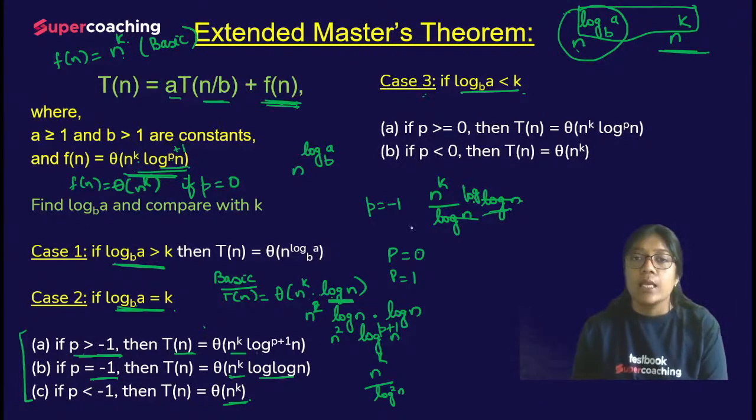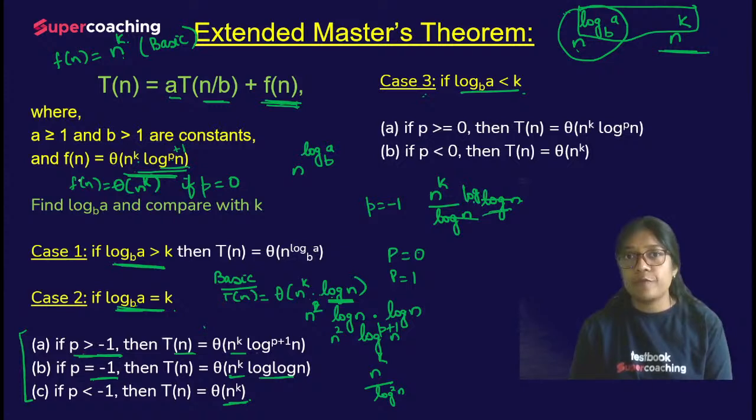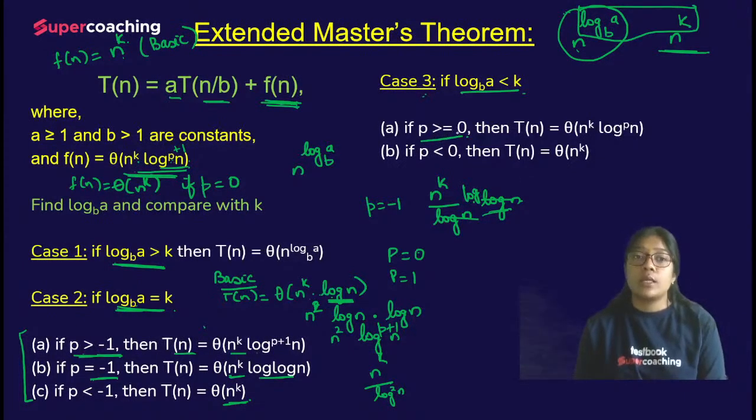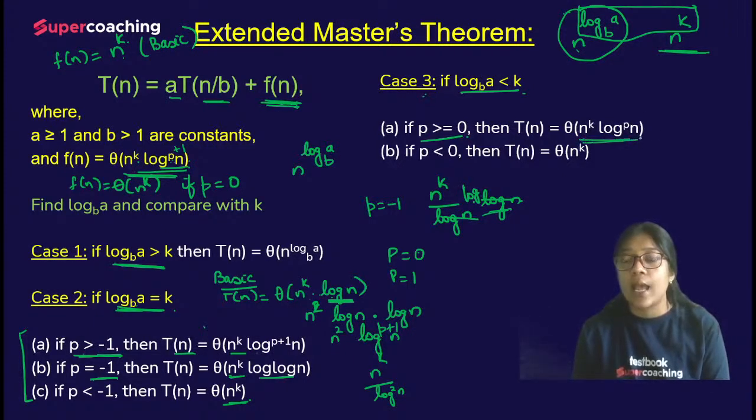Correct? Similarly, if we have to return the time complexity when f of n is greater than n raised to power log a, then we have to return the time complexity in the form of f of n. So if p is greater than or equal to 0, if the logarithmic term is in the numerator or it's greater than 0, then simply we are returning the function as it is.